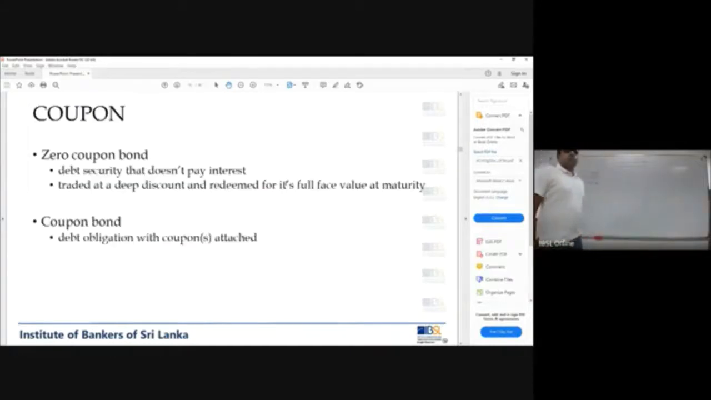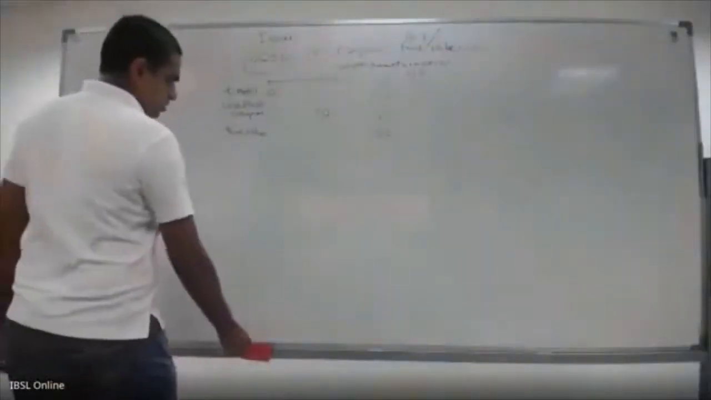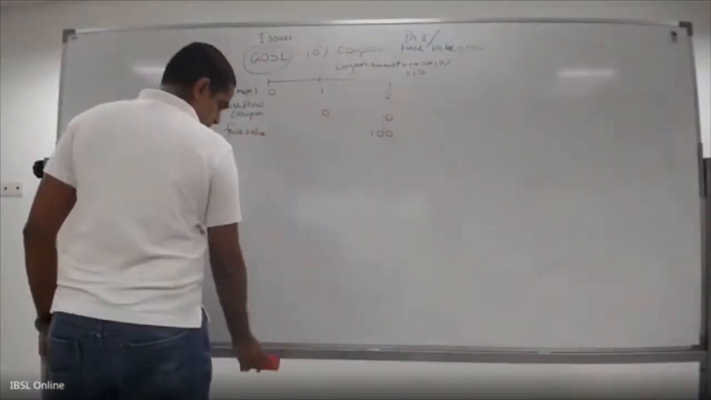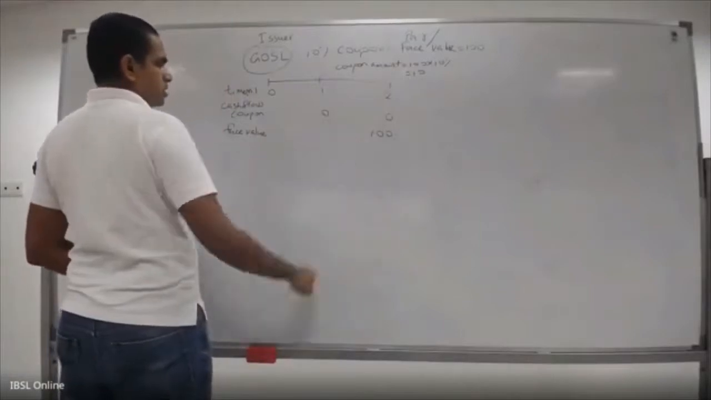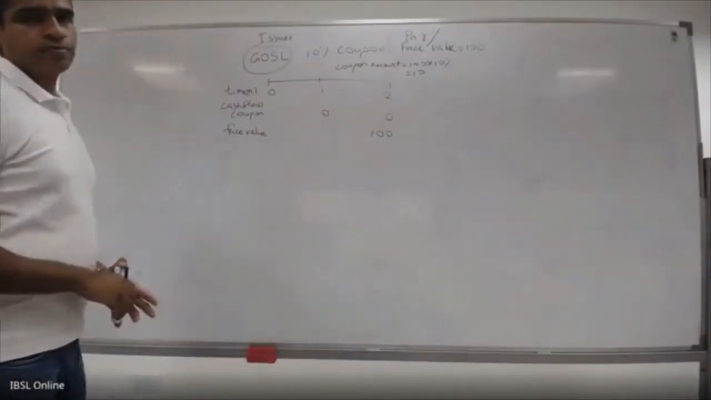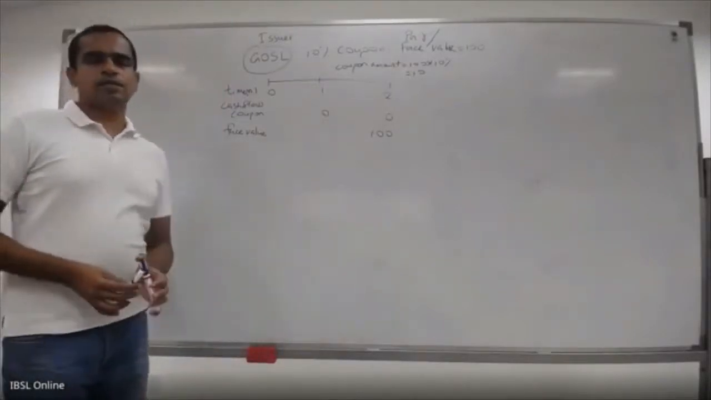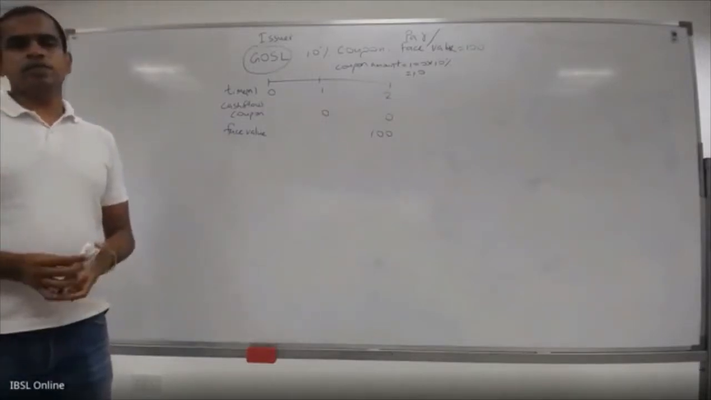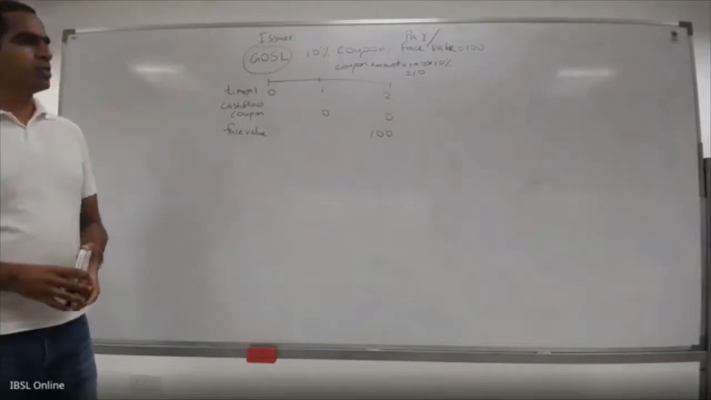Then you can have certain bonds which carry zero interest, zero coupons, no coupon at all. If the coupon is zero, then your coupon payments become zero. So your only cash flow is the face value. These are debt securities that don't pay interest. They're traded at a deep discount and redeemed for their full face value at maturity.